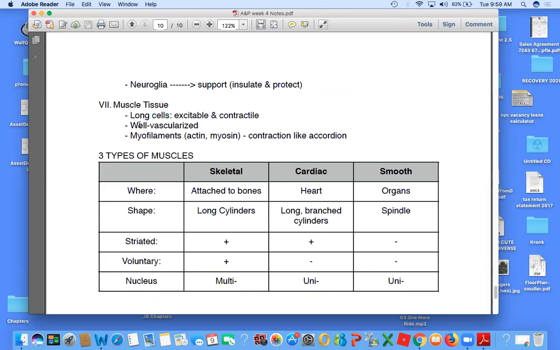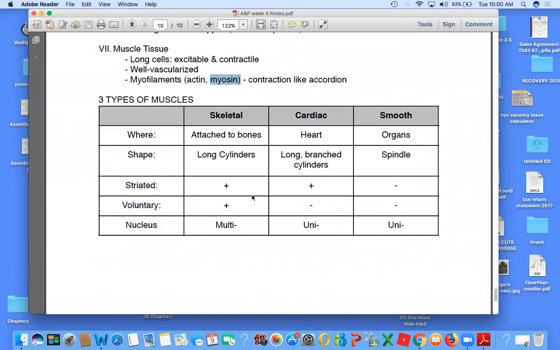So they're long cells. They are well vascularized, again, meaning that they have a lot of blood vessels going to it. They have a lot of protein in it. You want to build up muscle mass, you got to have a little bit more protein. You know, you go from 10% calories of protein to 12 to 14%. And myofilaments are the filaments that contract like an accordion in muscle that are made of protein. And actin and myosin are the most common proteins in muscle. We'll talk more about that at another time.